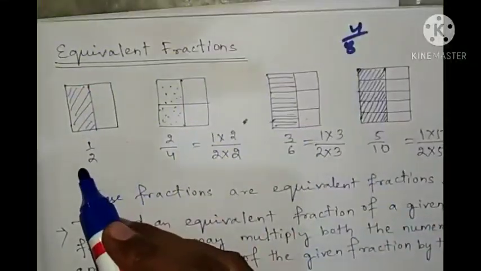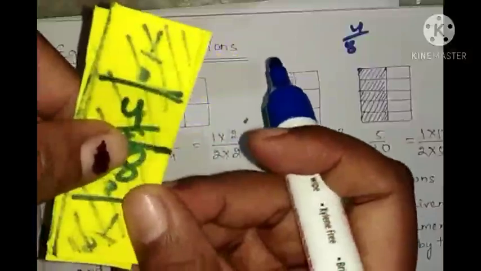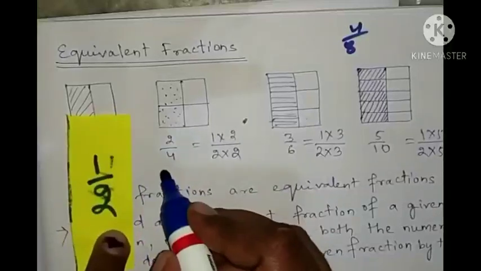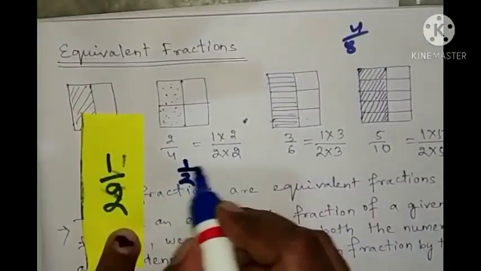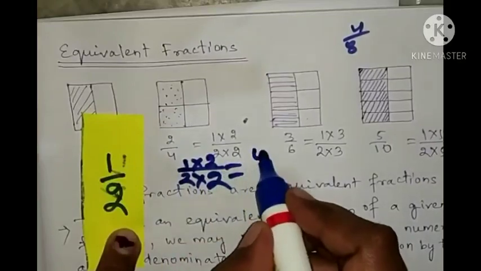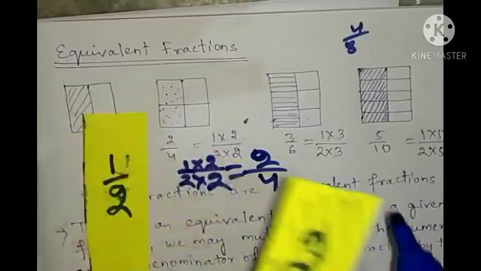Okay, look here. 1 by 2, 2 by 4, 3 by 6. If I multiply 1 by 2, I multiply above by 2 and below by 2. What will I get? 1 times 2 is 2, and 2 times 2 is 4. I will get 2 by 4.